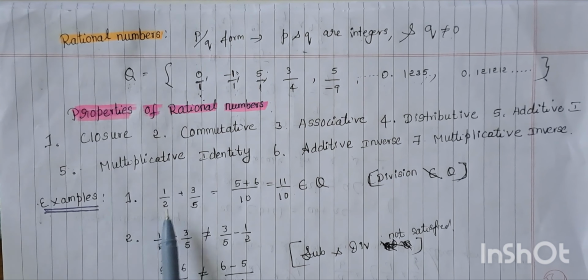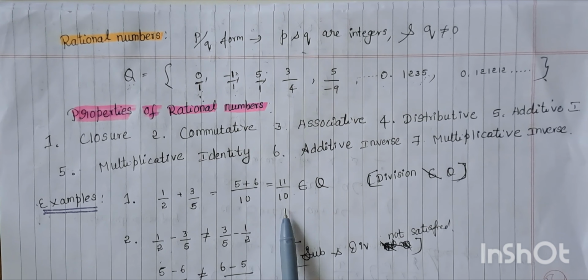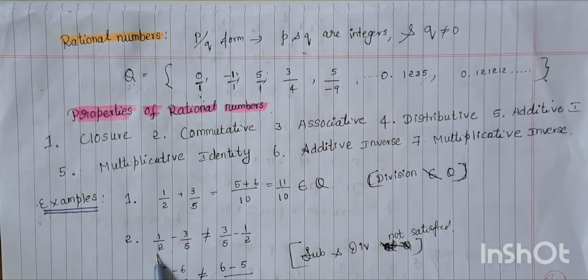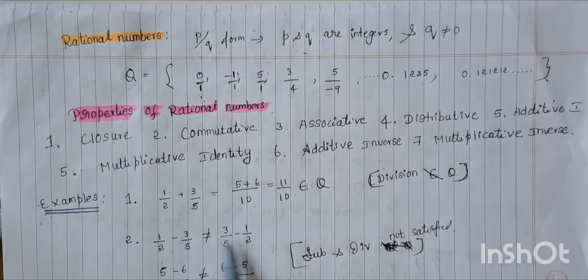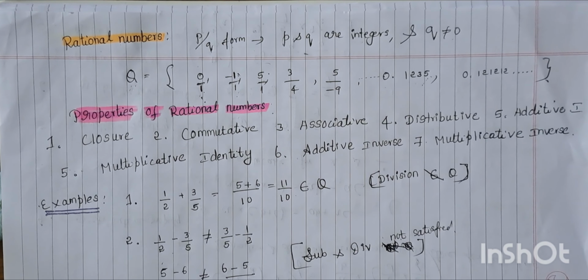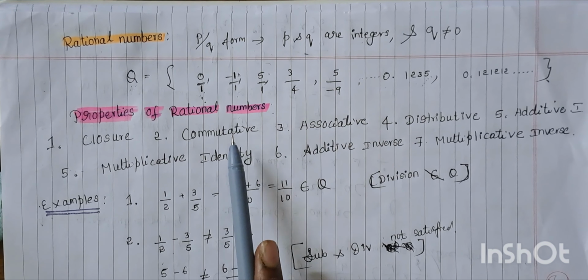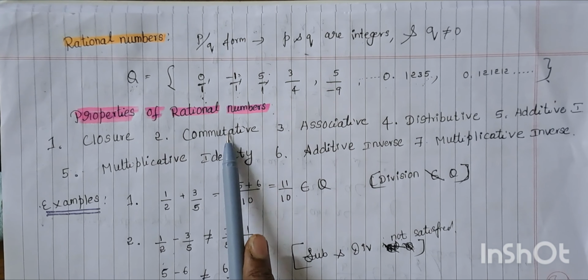For an example, 1 by 2 plus 3 by 5. If you add both fractions, you get 11 by 10, which belongs to rational. For commutative, I am subtracting 1 by 2 minus 3 by 5. The value is minus 1 by 10. If you interchange their positions, 3 by 5 minus 1 by 2, that value is 1 by 10. See here, minus 1 by 10 is not equal to 1 by 10. That means subtraction is not satisfied here. Similarly, division is also not satisfied. Subtraction and division are not satisfied in commutative.